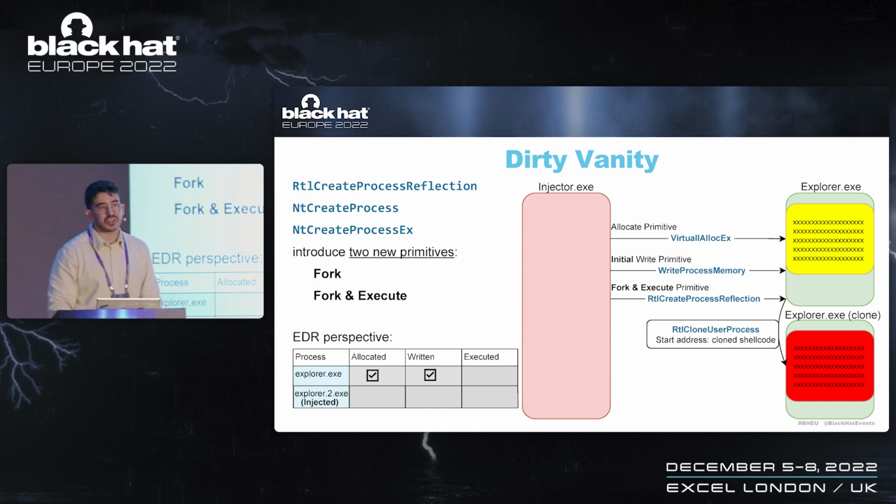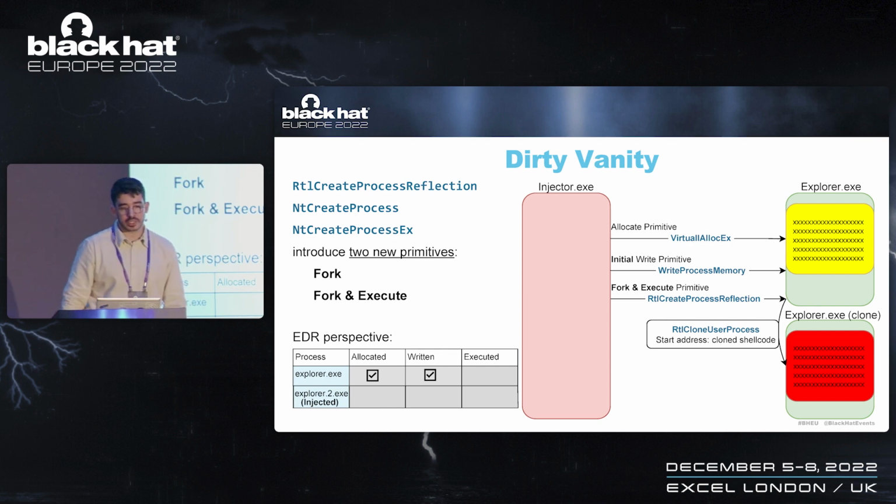So what does Dirty Vanity do differently? Dirty Vanity makes use of the three remote forking APIs that I've shown, RtlCreateProcessReflection, NtCreateProcess, and NtCreateProcessEx, and uses them as two new primitives: fork, or fork and execute.